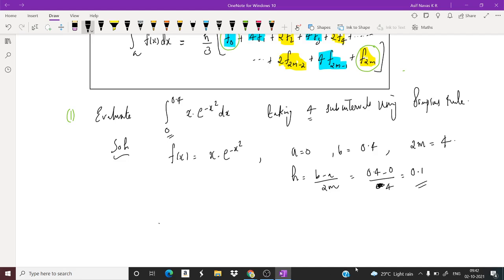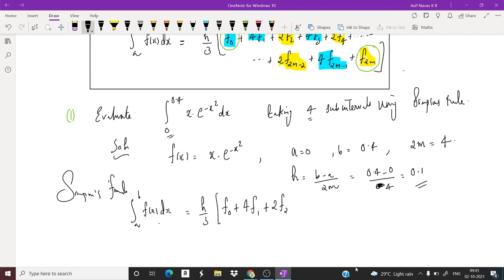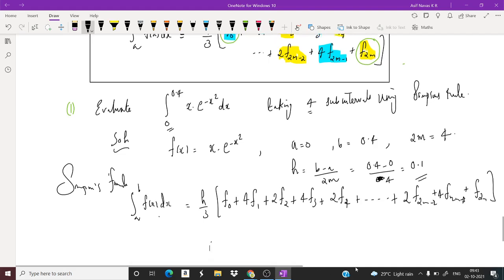Now we will write the formula. The integral a to b f of x dx, that is Simpson's formula, is h by 3 into f of x naught, plus odd terms 4 into f1, plus even terms 2 into f2, plus 4 into f3, plus 2 into f4, plus etc., 2 into f 2m minus 2 plus 4 into f 2m minus 1 plus the last term f2m. Now we will draw the table.